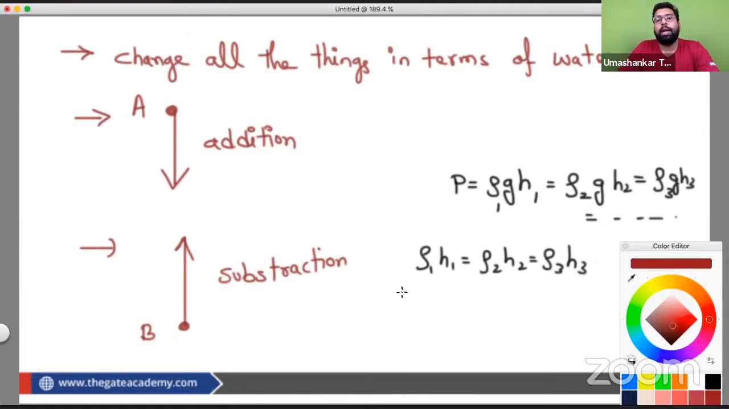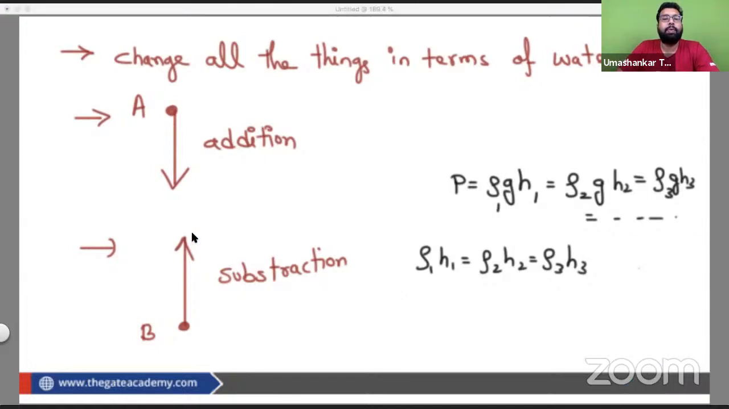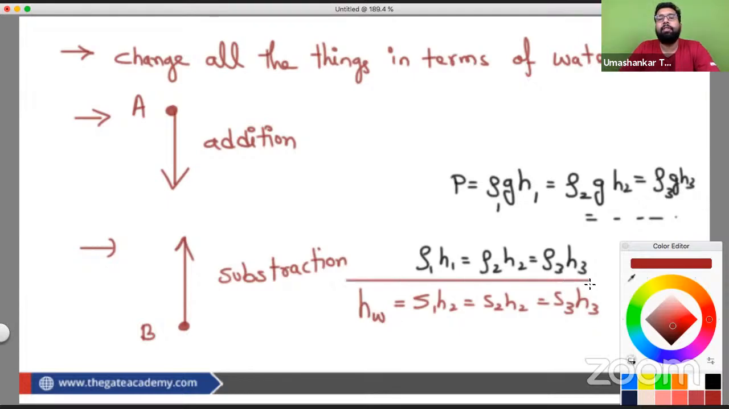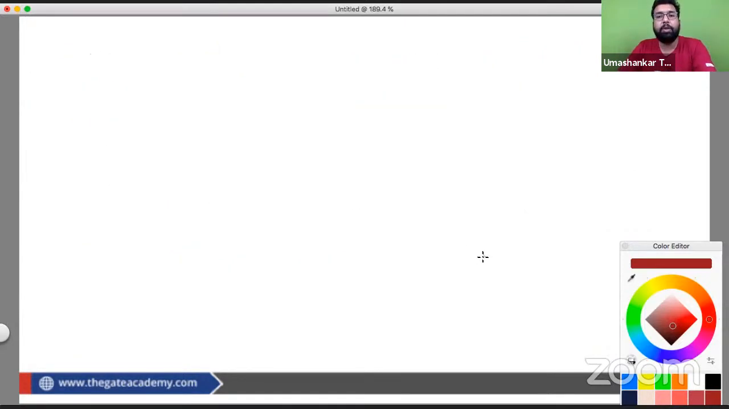And if we want to write it in terms of specific gravity also, we can write it this way: S1 H1, S2 H2, S3 H3, where S is the specific gravity. And what we know is that the specific gravity of water is nothing but one.